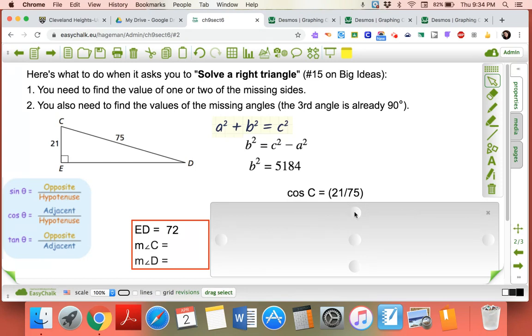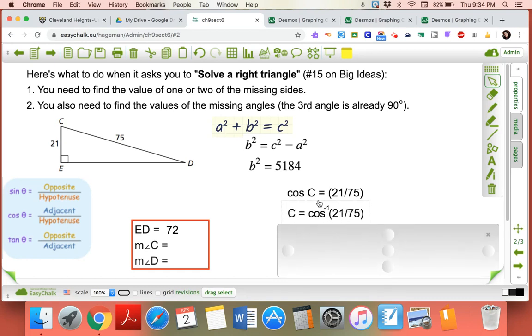is 21 over 75. And we said on the first example, it's just like algebra 1 where you need to get rid of the cosine, but you want to keep C. We're not going to divide. That'll give you an error. So we're using something called the inverse. So to move cosine to the other side, you need to use the -1 with it.